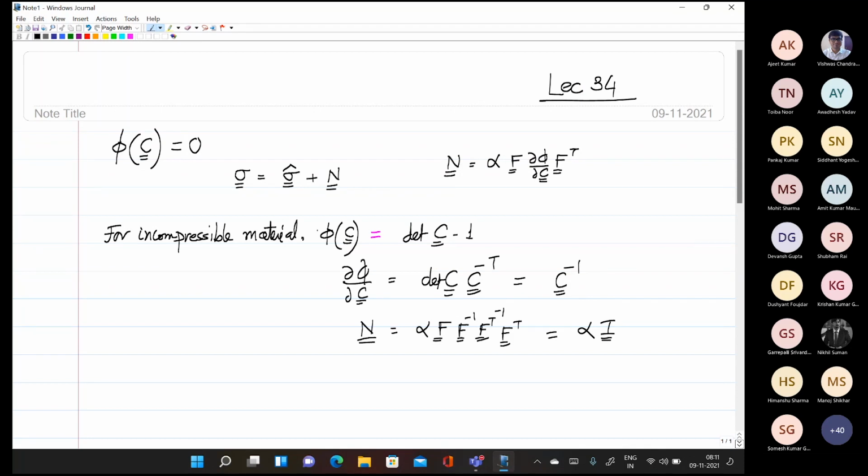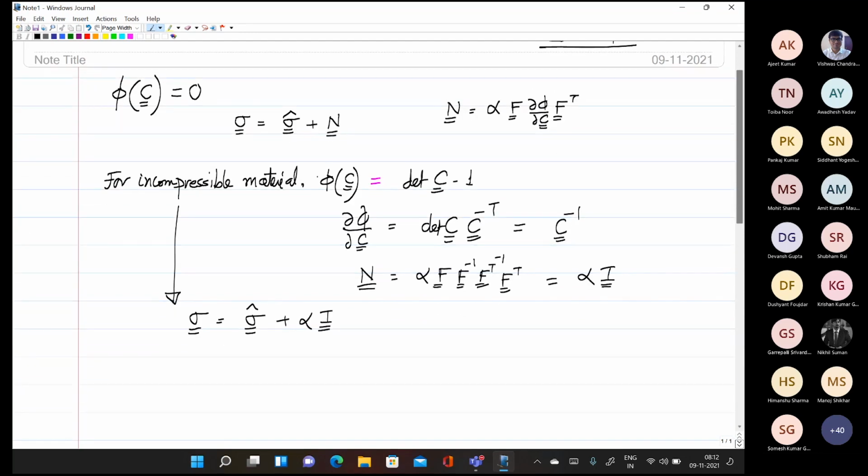So what we have found out is that for an incompressible material, sigma has to be of this form. There will be an active component of stress coming from the derivative of the Helmholtz free energy. But then you have an extra term, which is the reactive term, which does no work. It's in reaction to the constraint present in the material. Okay, so you have this alpha times identity. And it's very interesting that you have this extra term.